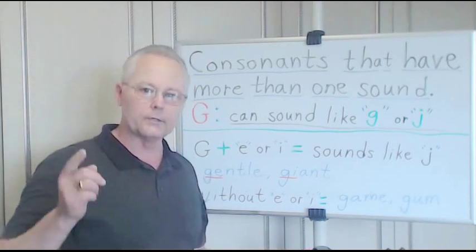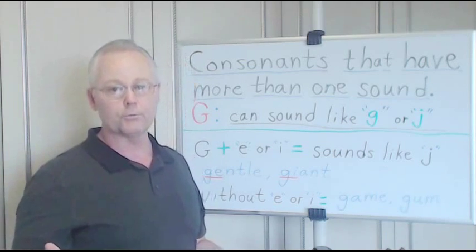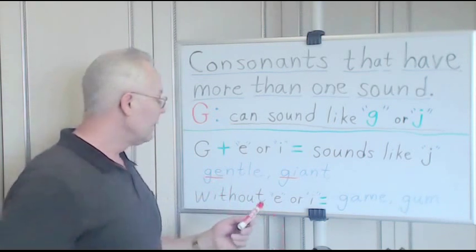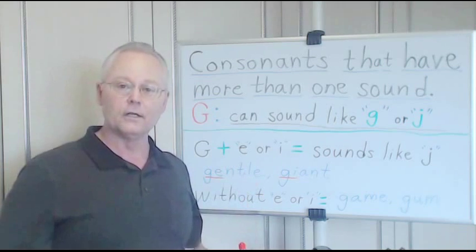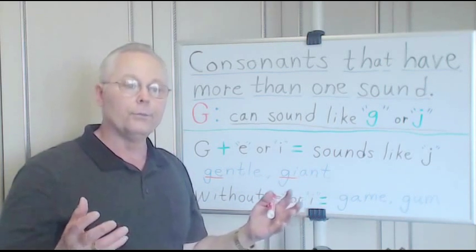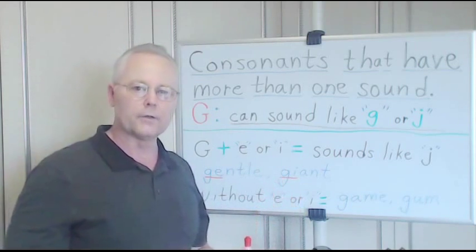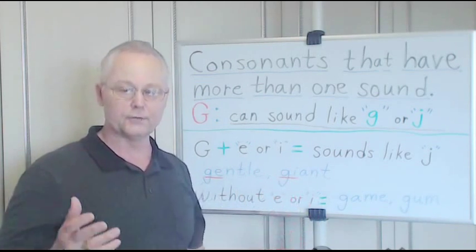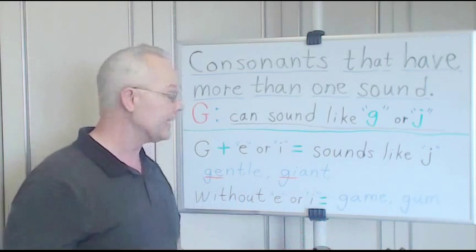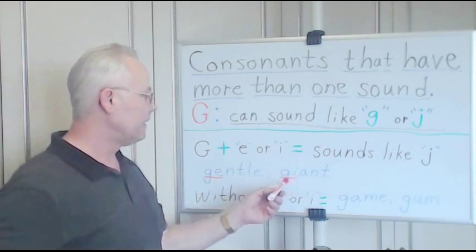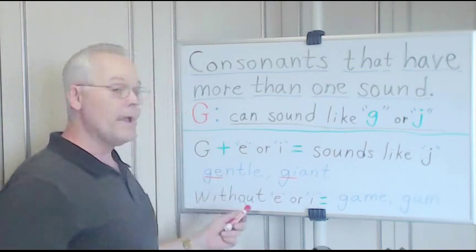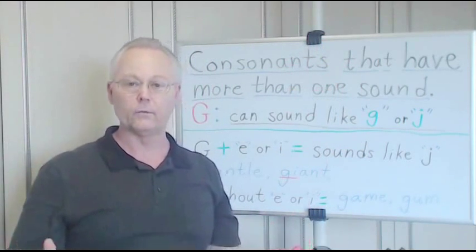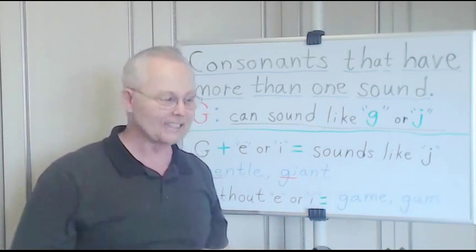Now, the letter J, like J-U-M-P, jump. But G with E after it, like the word gentle. Something that is not mean or hard on another thing or person. It's very gentle. Maybe your mother has very gentle ways about her. She's very gentle the way she handles the children, things like that. G-E, G-I, giant. Maybe a gentle giant. A giant is a very, very large creature, right? Whether it be a human or an animal of some sort.